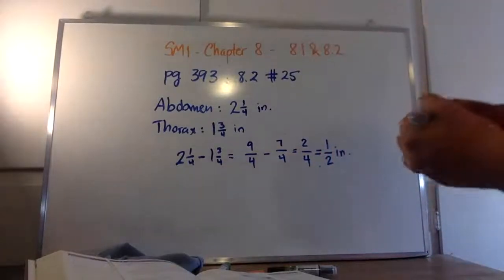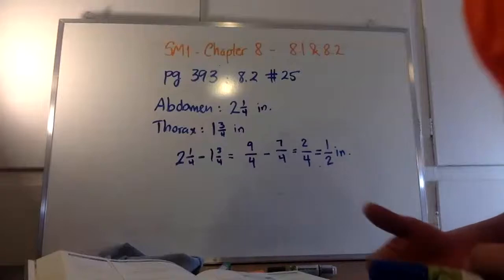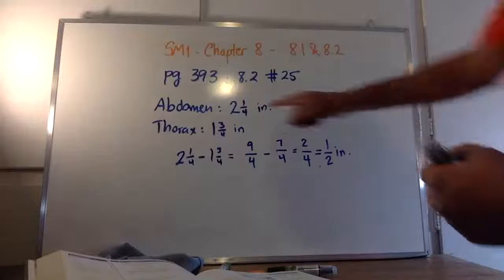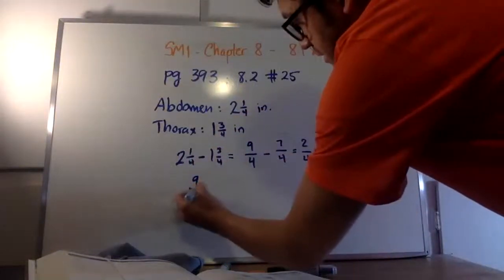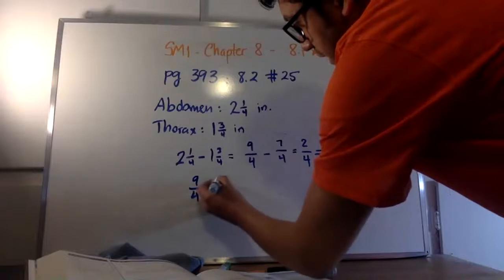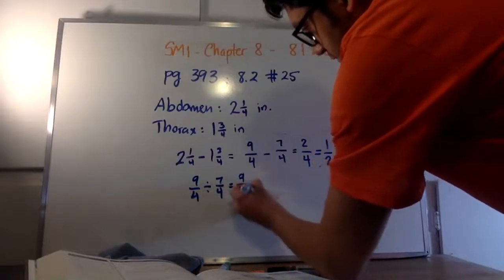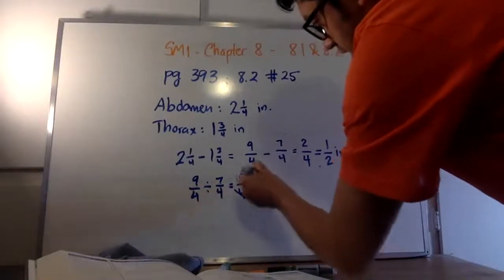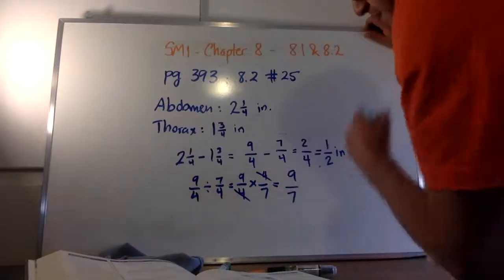That means that for the abdomen, I need to do a division, okay? How many times more? So it means that I have to divide these two. Since I have it, it's 9/4 divided by 7/4. That is equal to 9/4 times 4/7. I can cancel these two, and then I get 9/7 times.